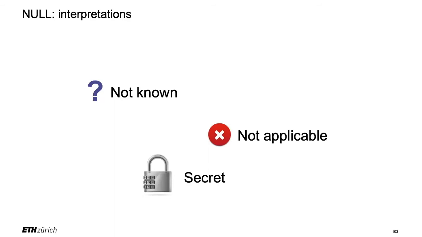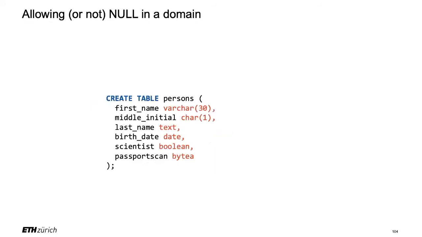But what does it mean for a value to be null or missing? It can be that you don't know what the value is, so you just leave it out. It might be that it's not applicable, for example, for Spock, or it might be that it's secret. You're not allowed to actually know that value, or you don't have access to it. So a user who doesn't have the credentials might see nulls at all the places that they are not supposed to see, right?